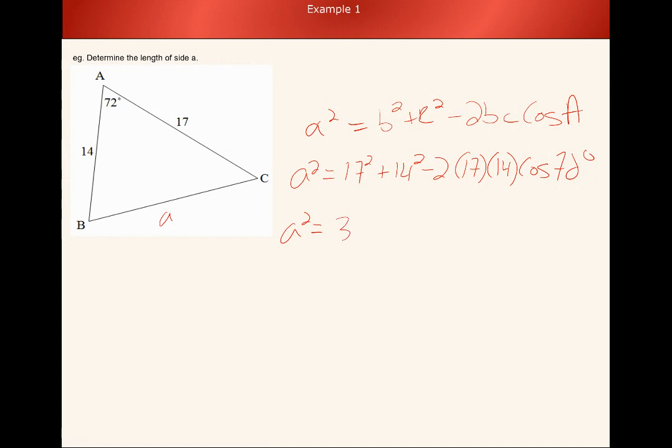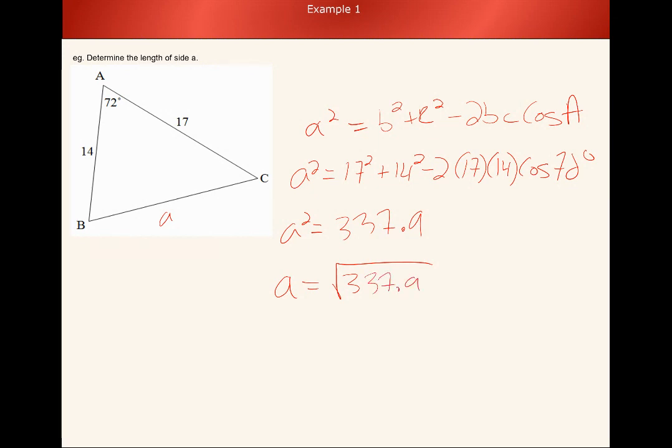And it gives me 337.9, and there's some other stuff there too. Now that doesn't make sense for the side length, right? And that's because we haven't dealt with that squared yet. What you have to do is square root. If a squared equals 337.9, then a equals the square root of 337.9.